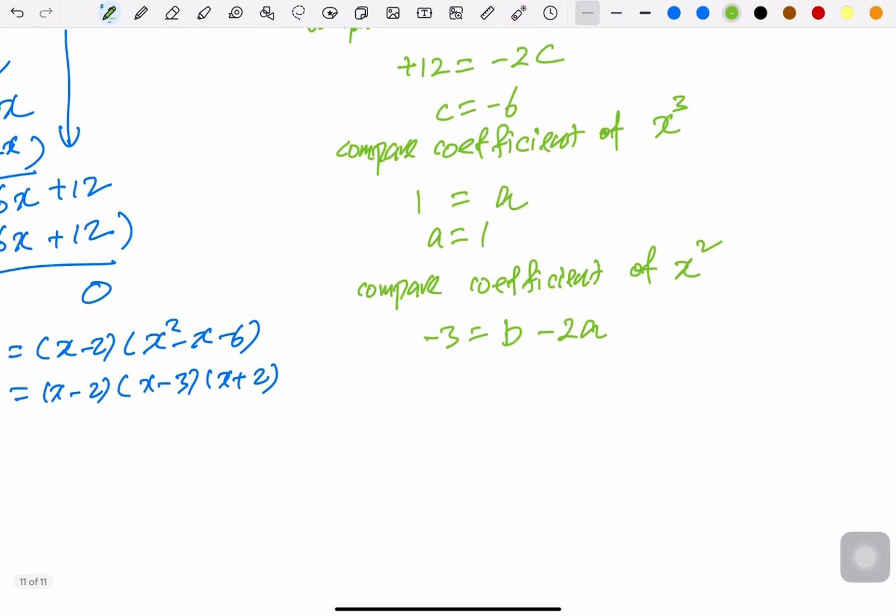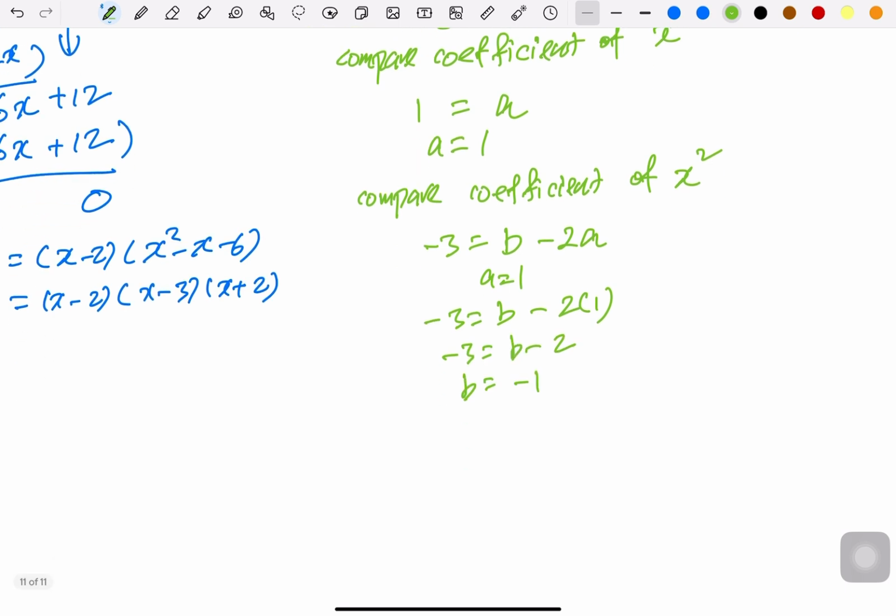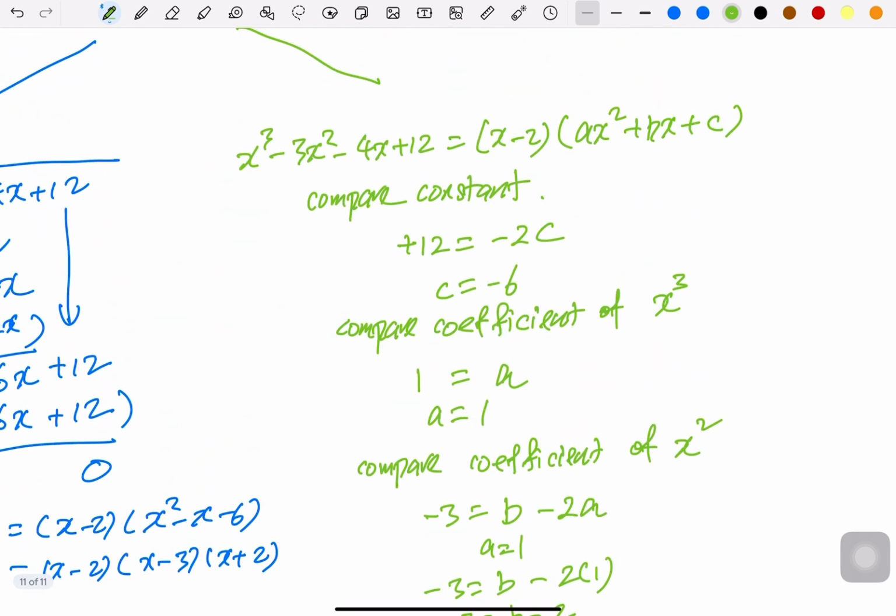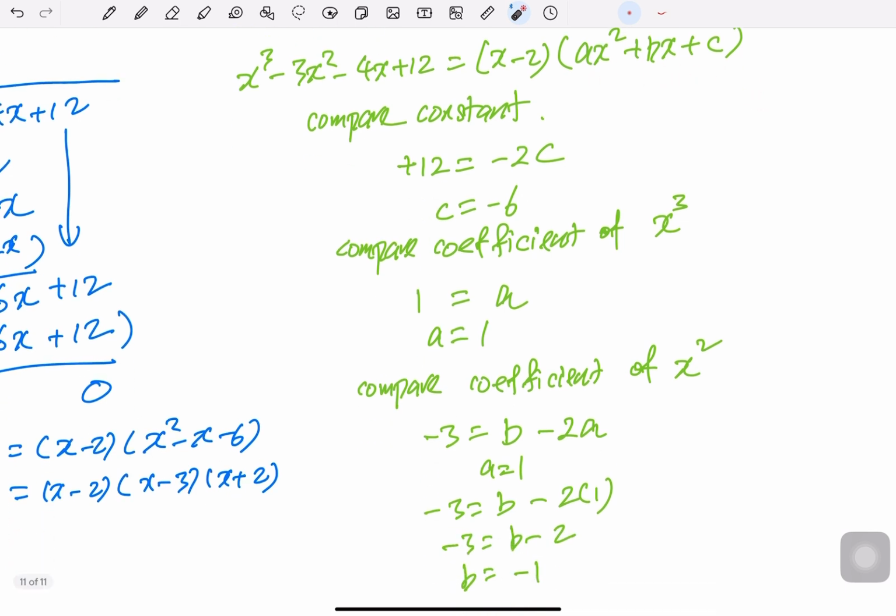But I know that a is equal to 1. So I can find b. Alright, so b is equal to negative 1. So with this, to factorize this cubic equation, I have a linear and then a quadratic, right? So I want to rewrite this again.